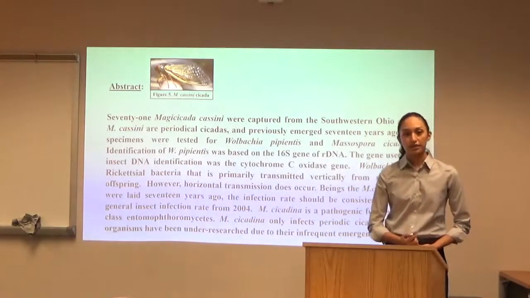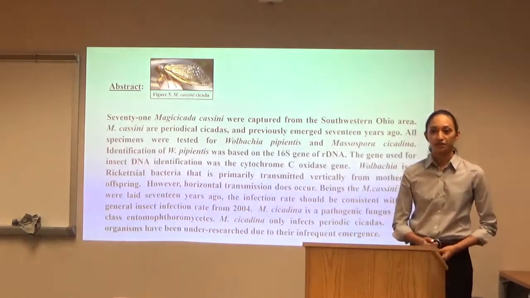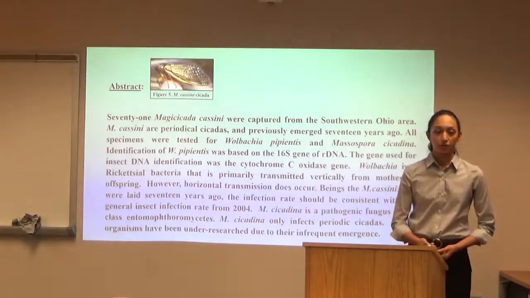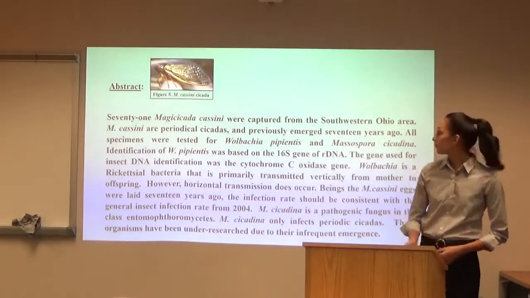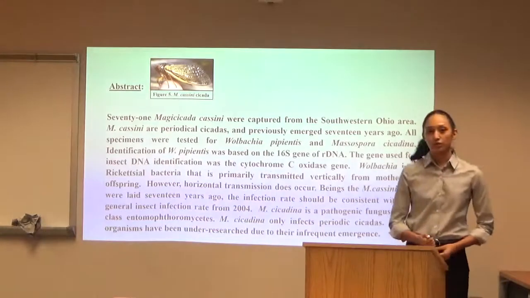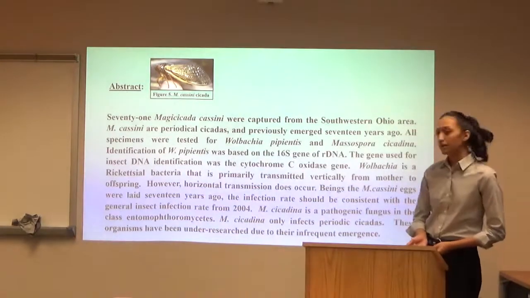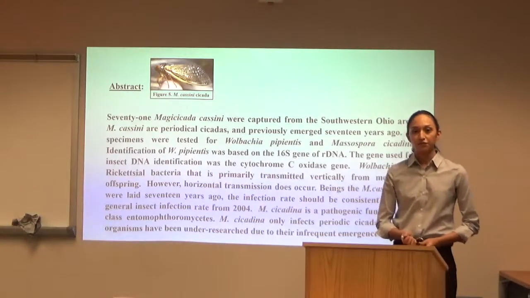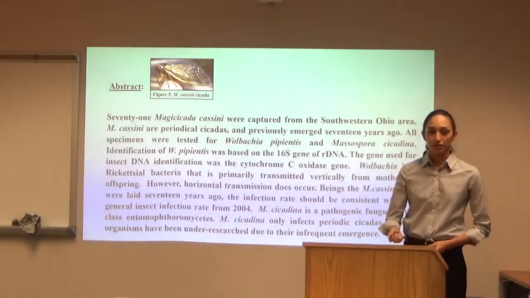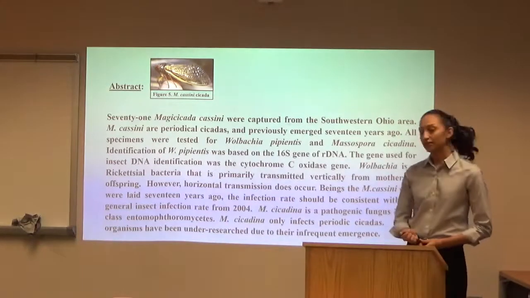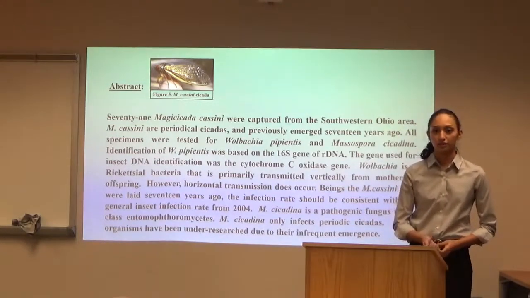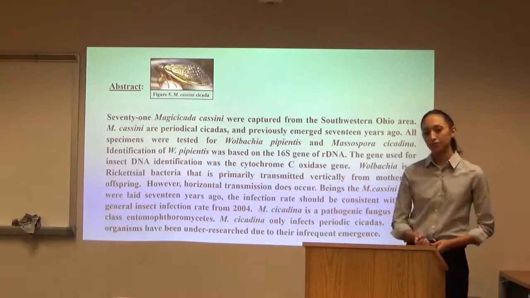Massospora cicadina is a pathogenic fungus in the class of entomophthalomycetes, and it only infects periodical cicadas. Figure 5 shows the periodical cicada, the Magicicada cassini. Because Magicicada cassinis fluctuate between 13 and 17 years, these organisms have been understudied due to their infrequent emergence.